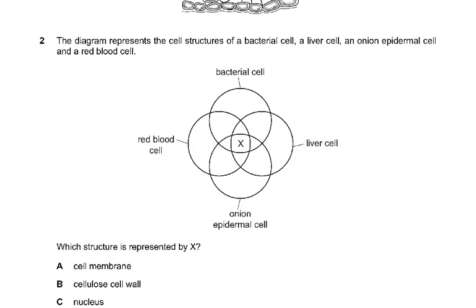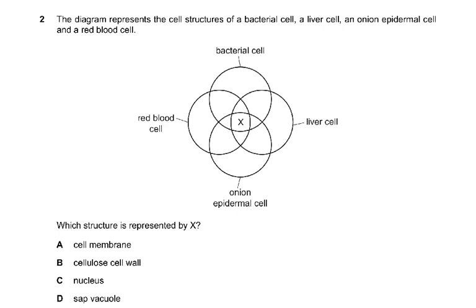Then coming to question 2, it says the diagram represents the cell structures of a bacterial cell, a liver cell, an onion epidermal cell, and a red blood cell. So we have a bacterial cell, a liver cell, which is a eukaryote, bacteria is a prokaryote, onion epidermal cell is a plant cell, it's a eukaryote, and a red blood cell is a eukaryotic cell. So bacteria, red blood cell.